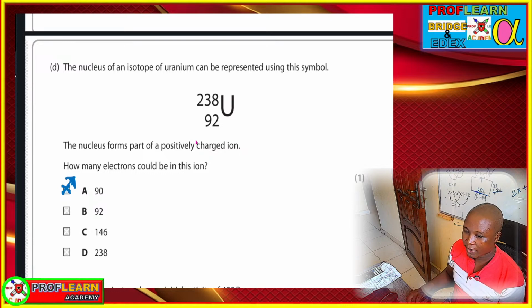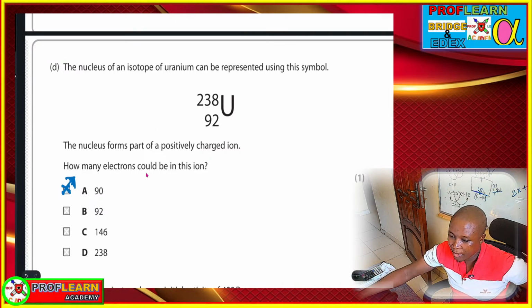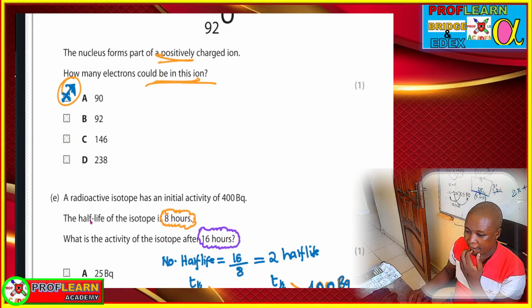The nucleus of an isotope of uranium can be represented using this symbol. And then how many electrons will there be in an ion that is positively charged? So that's going to be 90 in that case.